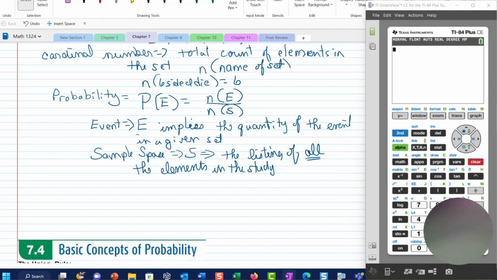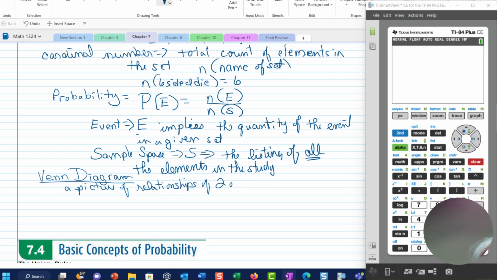and that is a Venn diagram. It's a picture of relationships of two or more sets. So I'm going to cover those in just a few minutes here. I'm just going to do it, and that way we have it done again and make sure you understand.